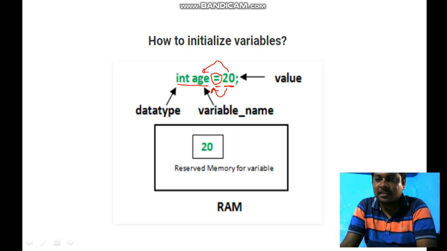See here we have a reserved location. In that we are storing a value. The name for this location is called age. So now we are storing a value in the variable. Like that we initialize values to a variable.